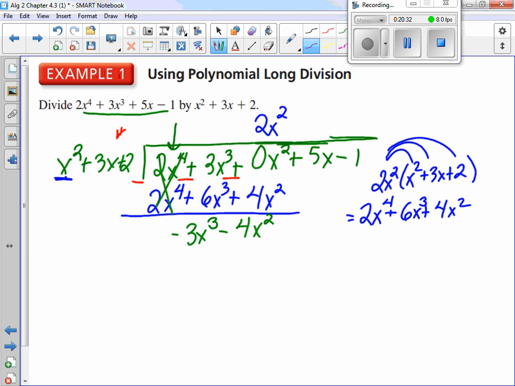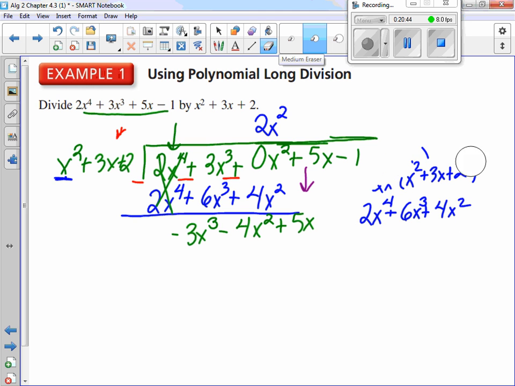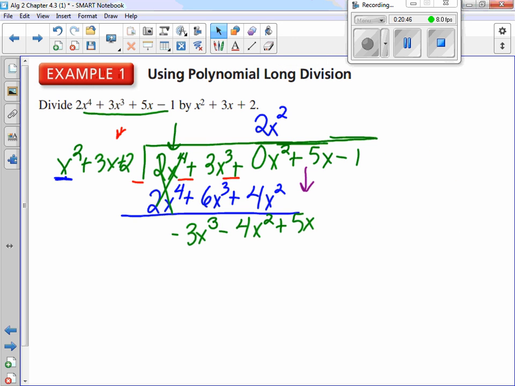Any questions on this here so far? Now what do we do? Bring down the 5x. Plus 5x. So we bring the sign with it. Okay. I'm going to erase this here so I have some more room. Okay, the question comes again. What times x squared will give me negative 3x cubed? Negative 3x, yes.